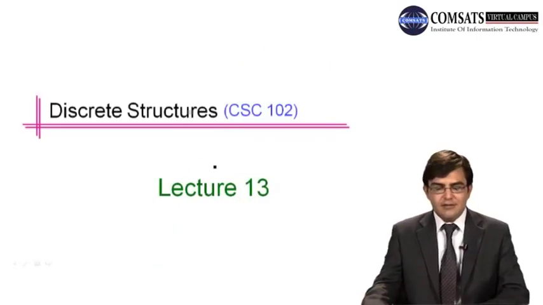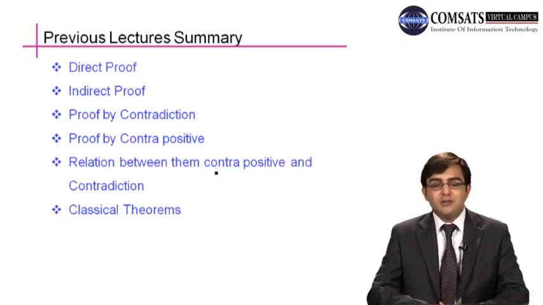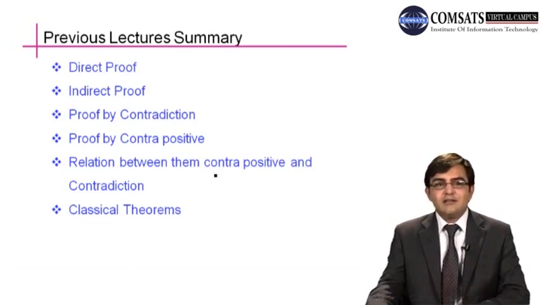In the previous lecture we studied methods of proof, in which we studied mod functions, mod relations and mod congruence. We also studied the method of indirect proof, which is the method of contrapositive, and we also studied the method of contradiction, the relationship between the method of contrapositive and contradiction, and at the end we saw some classical theorems. Now we are going to start set theory.